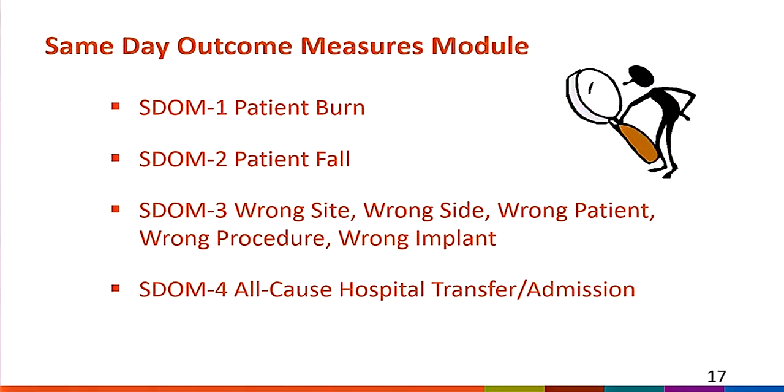The same-day outcome measures are serious events and include patient burn, patient fall, wrong events, and direct transfer or admission to an ASC. These are listed in the resource manual that was actually distributed during the conference. To fully meet this measure, when following this module, all ASC patients are monitored for each individual measure. Monitoring for these measures starts on admission and ends at discharge, and does not require post-discharge surveillance.